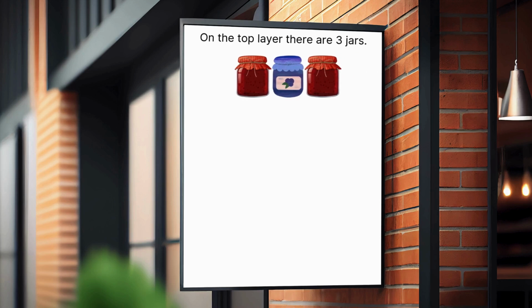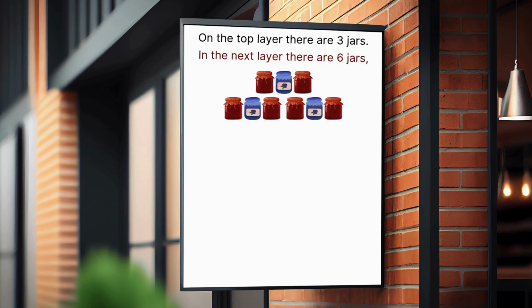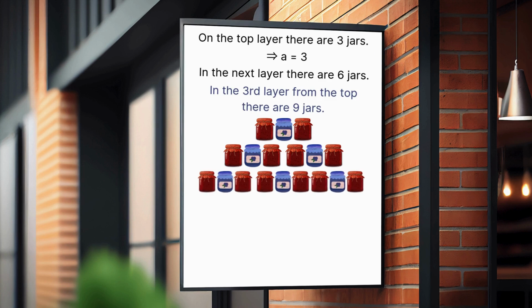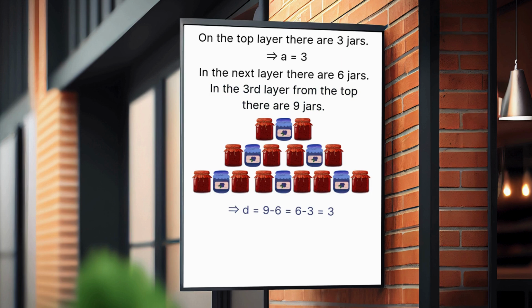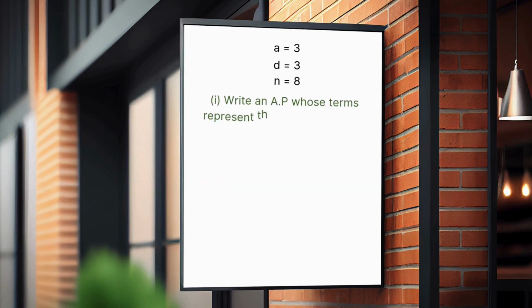On the top layer there are 3 jars. That means a is 3. In the next layer there are 6 jars. In the third layer from the top there are 9 jars. So common difference would be 9 minus 6 equal to 6 minus 3 equal to 3. And so on till the 8th layer. So n is 8.